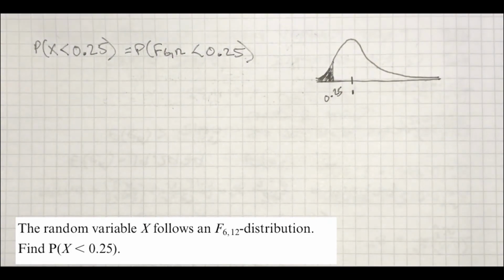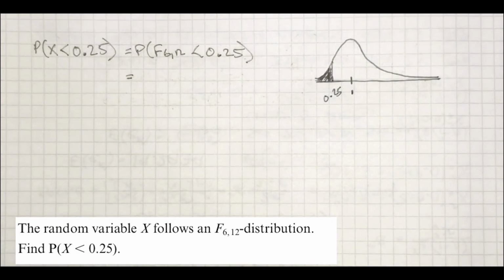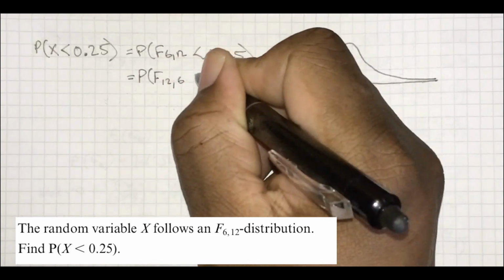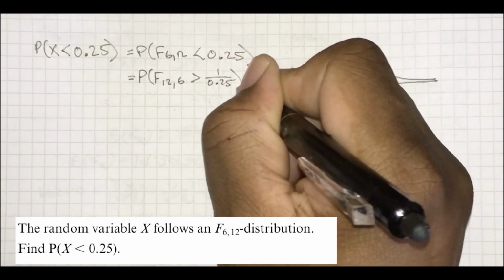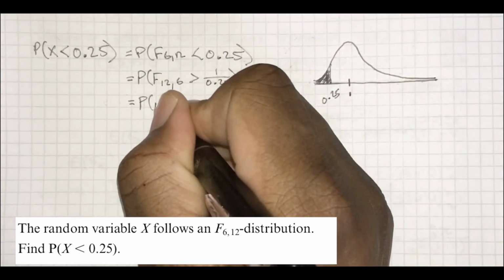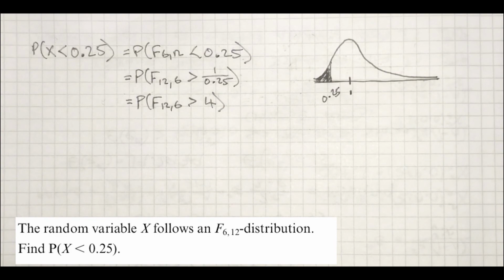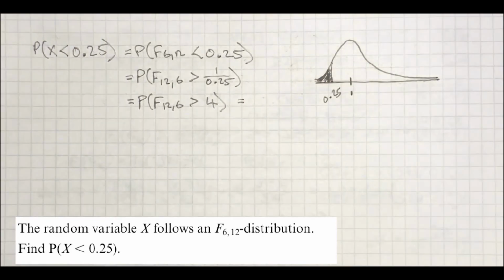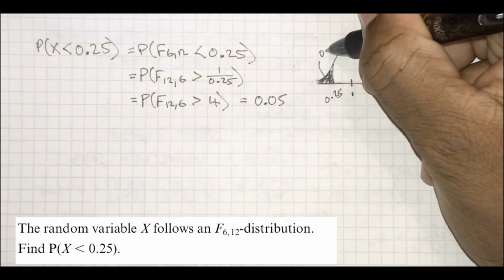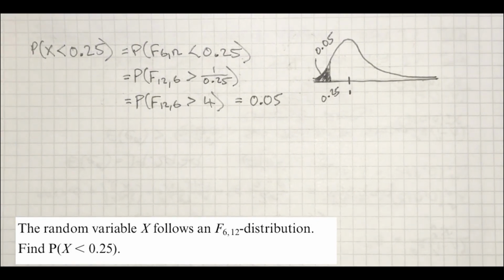I know that I can't really use the F tables for less than probabilities. It needs to be a probability that a specific value is exceeded. So we're going to use that reciprocal identity to change some things. We change the order of the degrees of freedom, we change the inequality sign, and we find a reciprocal for the value that we're working with. So from all of this, I get the probability that F12,6 is greater than 4, which is quite a nice whole number to work with. Looking up in the tables, we realize that that belongs to the table section for 5%. So this region right here must be 5%.